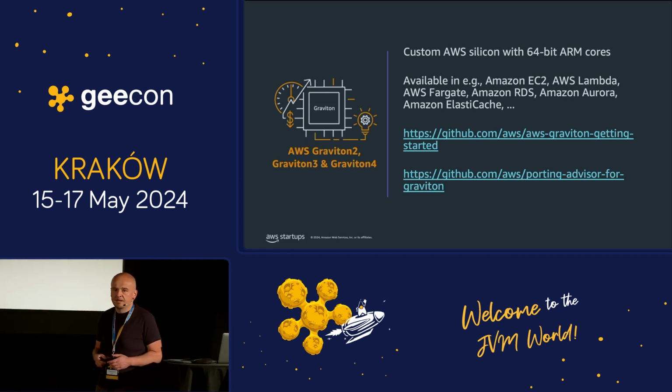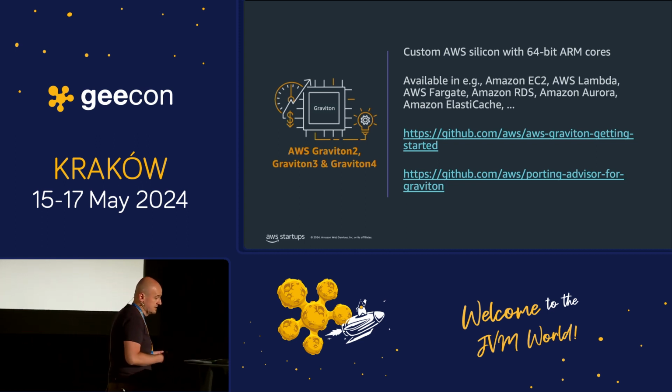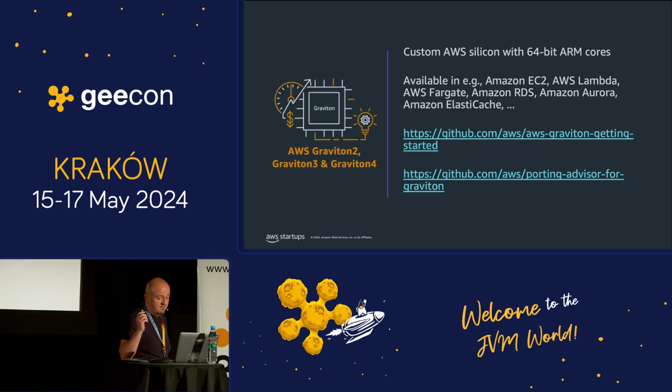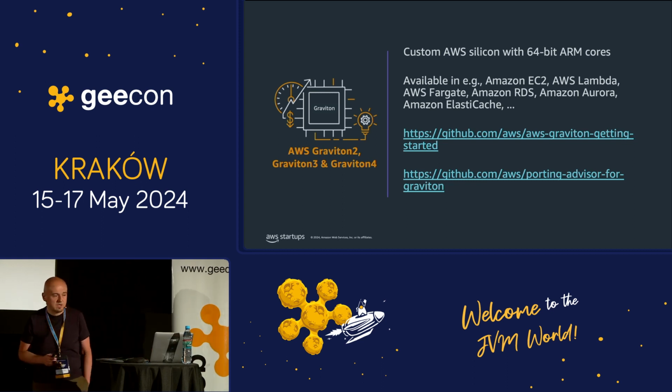And yes, we do have ARM processors in the cloud, and in AWS, there's already the 4th generation of those processors. It's called Graviton. And basically, they put it in everything they can. So this is in EC2, in Lambda, Fargate, RDS relational databases, Aurora, ElastiCache, literally wherever they can.